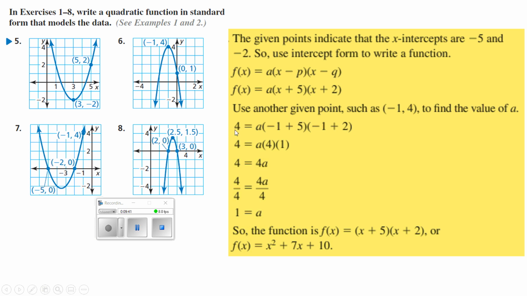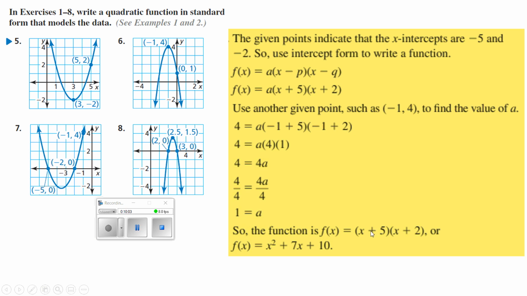So y is 4 and x is negative 1. Okay? And so replace x with negative 1. Negative 1 plus 5 is 4. Negative 1 plus 2 is 1. 4 times 1 is 4. 4 times a is 4a. When I divide 4 away from both sides, 4 divided by 4 is 1.